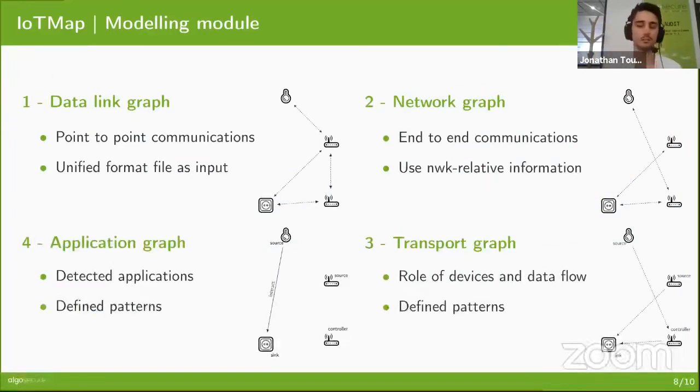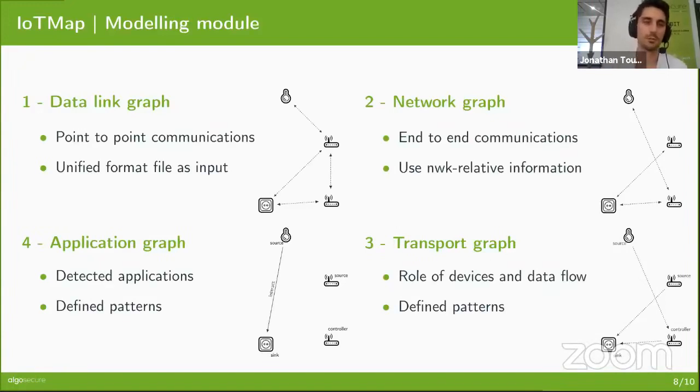As I said, the modeling modules produce a modeling based on a graph, and we decline the modeling into 4 different graphs, where each graph brings a new level of knowledge, a new level of information that can be used by the next graph to be built.